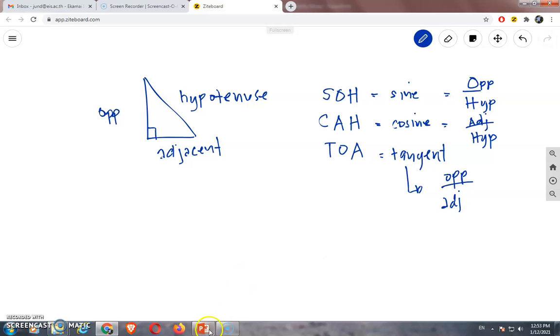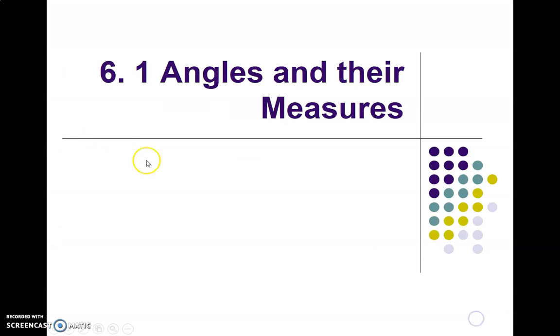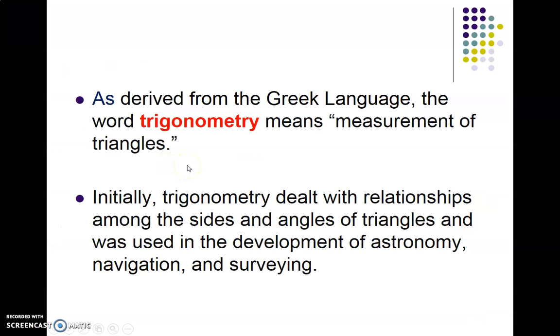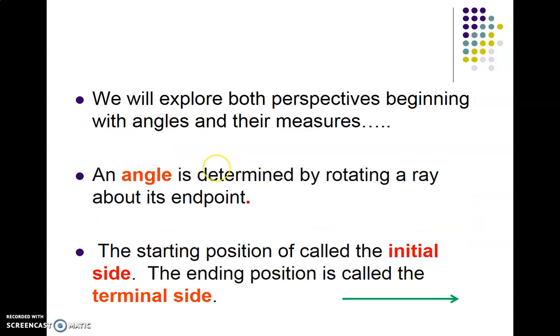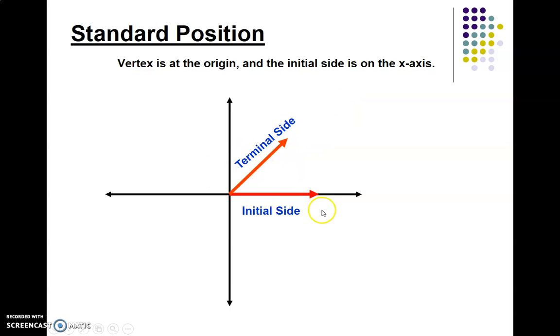Okay? Back to trigonometry. Trigonometry basically is the measurement, or solving the measures, of a triangle, or solving the sides and then the angles of a triangle. What is an angle? Back in geometry, it is defined as rotating a ray about its point, and we have the sides of an angle: the initial side and then the terminal side. The initial side is on the x-axis, and the other side is the terminal side.